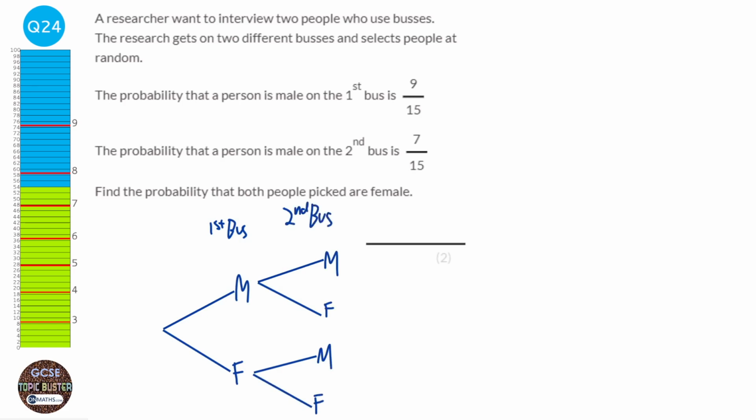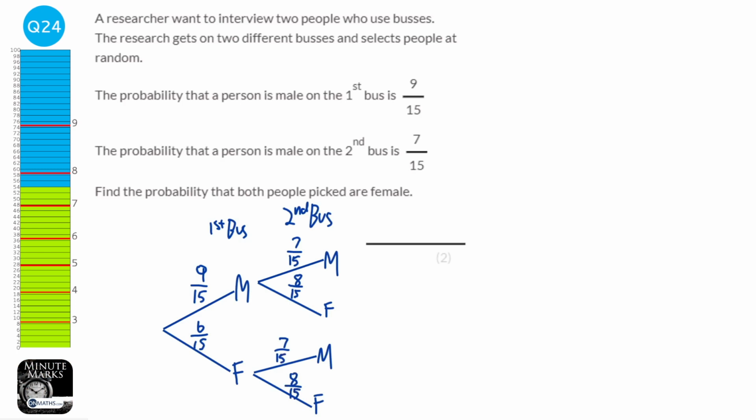So the probability of male on the first bus is 9/15. And therefore the probability of female is 1 minus 9/15, which would be 6/15. Male in the second bus is 7/15. And so female would be 8/15, because they need to add up to 1. And it's independent, so these will be the same. And the question is basically asking what is the probability that both will be female.